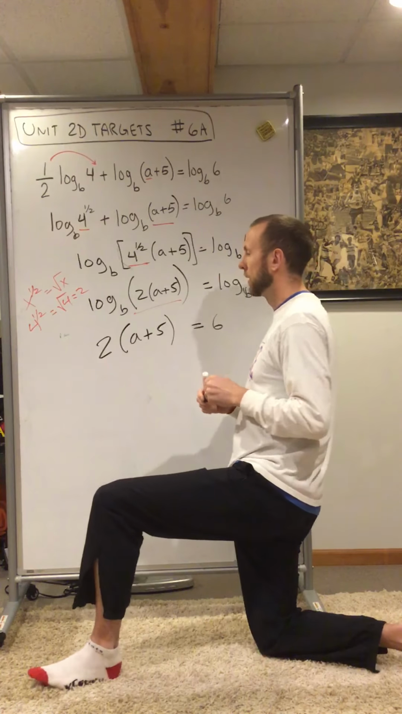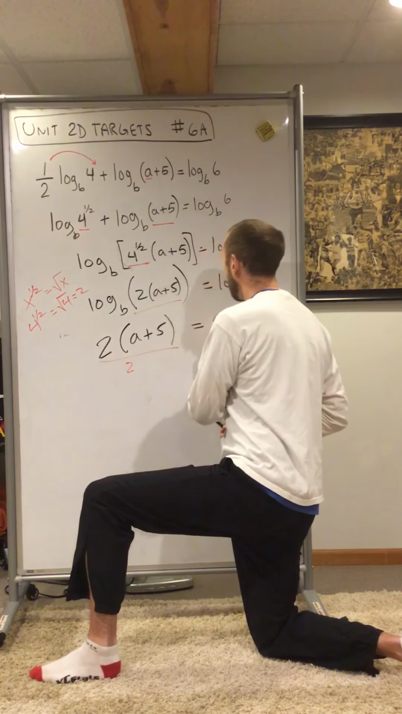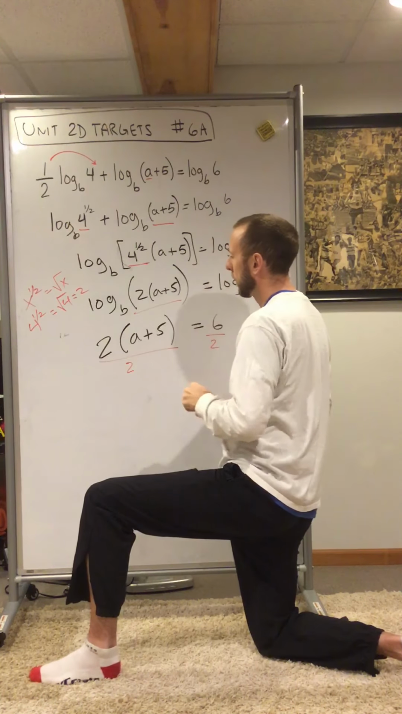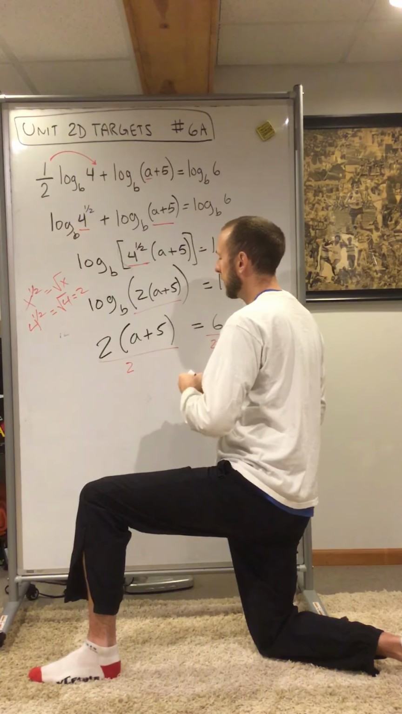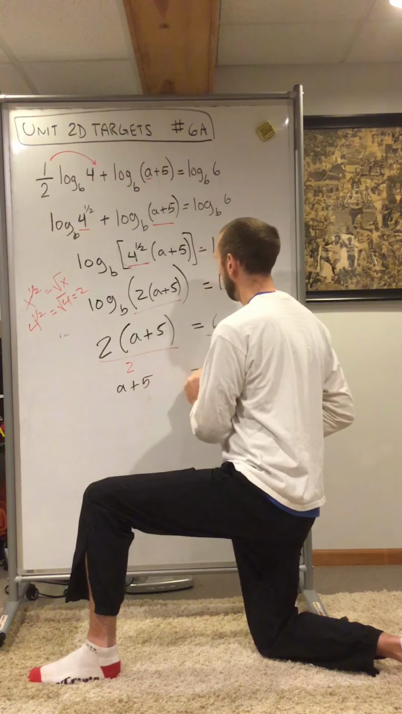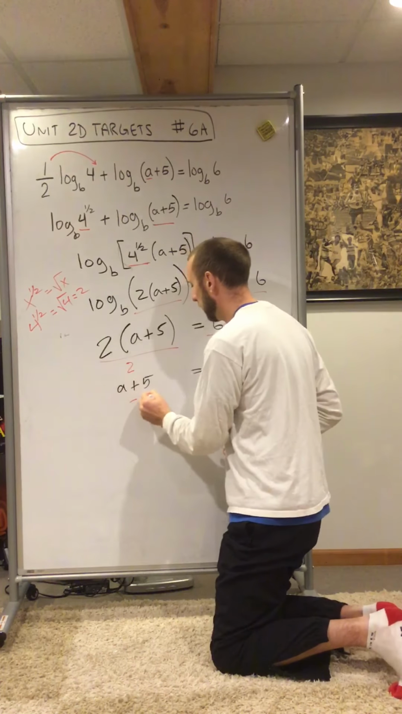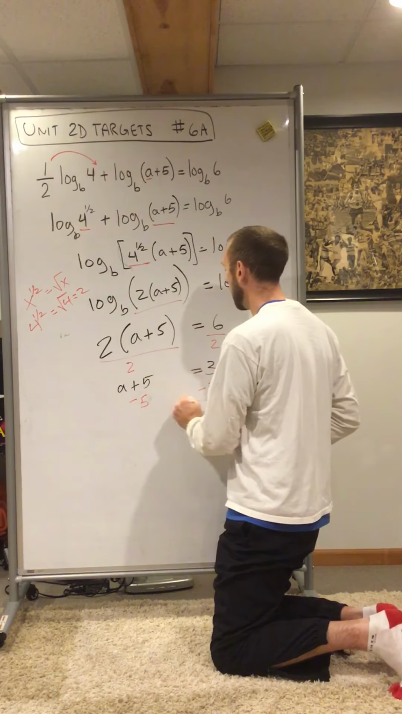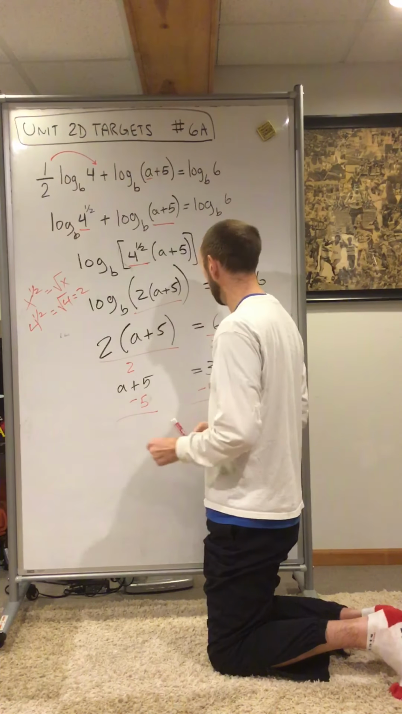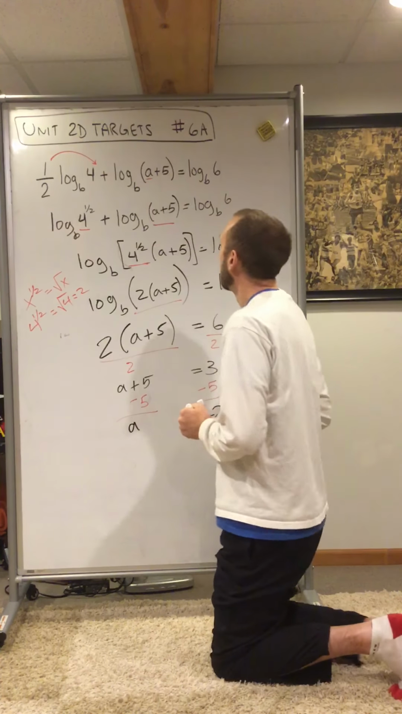Now this is a simple linear equation. We can probably divide both sides by 2, and we'll get a plus 5 equals 3. And then if I subtract the 5, I'm going to get a is equal to -2.